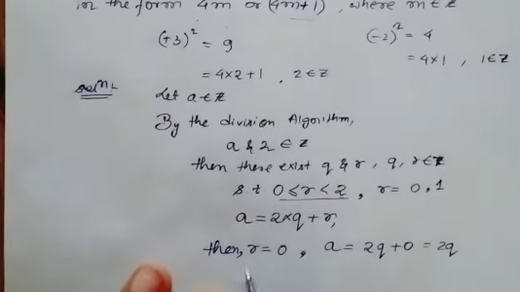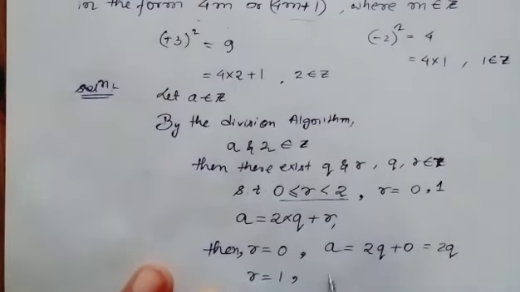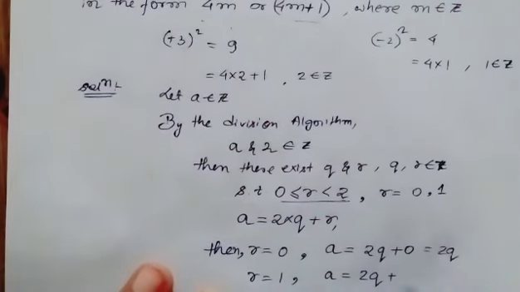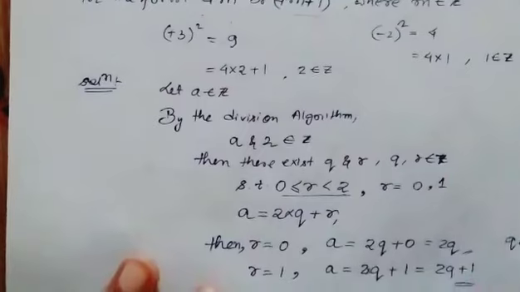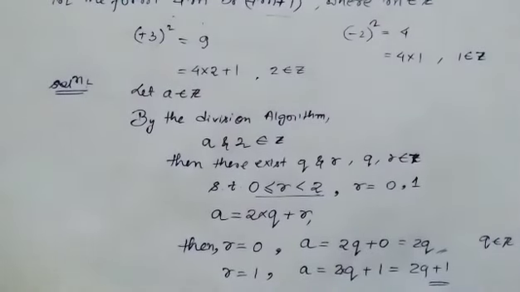Okay, and if r is equal to 1, what is the value of a? It is 2q plus 1, where q belongs to integer. So we obtained these two expressions: if r is equal to 0, then the value of a is 2q, and if r is equal to 1, the value of a is 2q plus 1. So these are the possible values of a, where q belongs to integer.